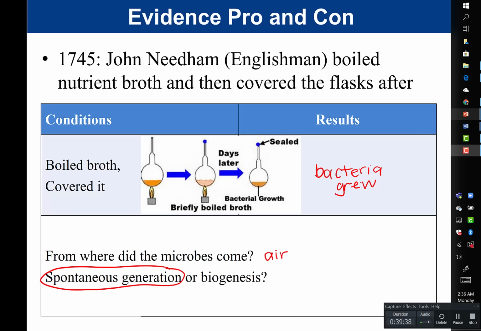They fell into the flask after the broth was boiled, right? So his experimental design was flawed. And that's because he capped it after. So bacteria already had a chance to fall in after the broth was boiled.